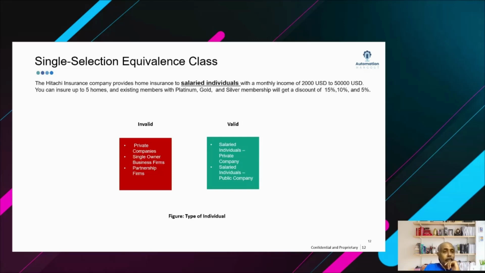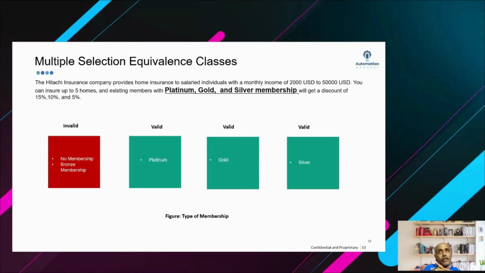Similar to this, you actually have a multi-selection equivalence class. So you might be thinking, in this case, why am I having 3 valid classes instead of having one single valid class and an invalid class? So let's take a look at the invalid class first. If I don't have any kind of membership, or if I have a membership other than platinum, gold or silver, I'm not eligible for a discount on the insurance premium. So that is one kind of input that you have.